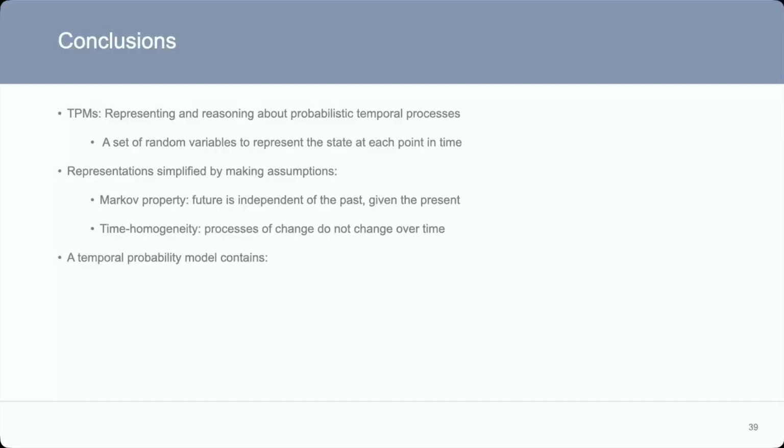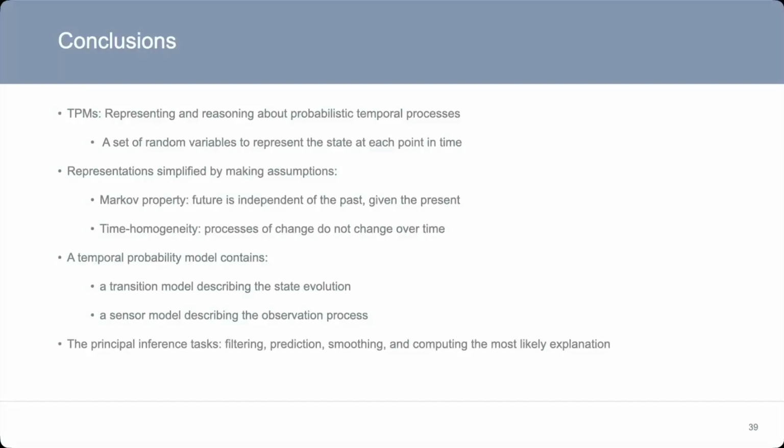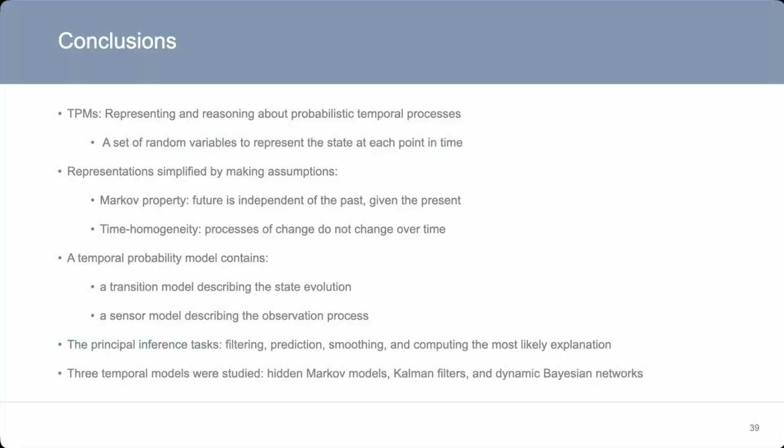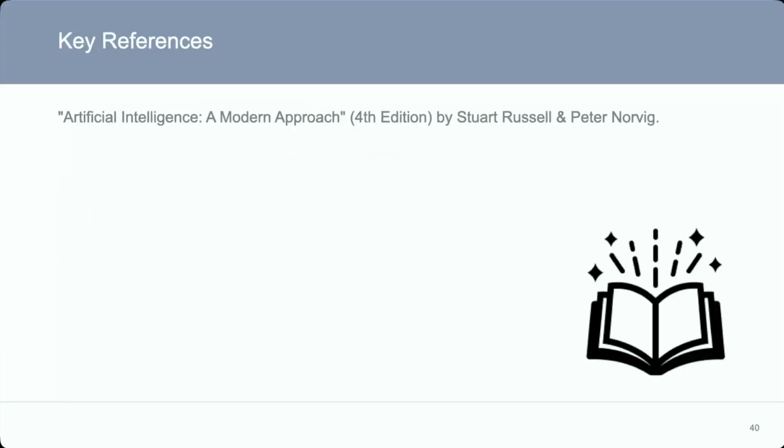A TPM contains a transition model that describes the evolution of state and a sensor model that describes the observation process. We discussed four principal inference tasks: filtering, prediction, smoothing, and computing the most likely explanation. And we also discussed in some detail three temporal probability models: hidden Markov models, Kalman filters, and dynamic Bayesian networks.